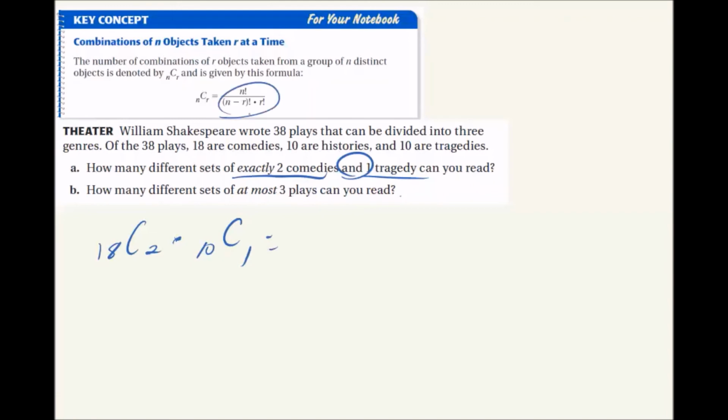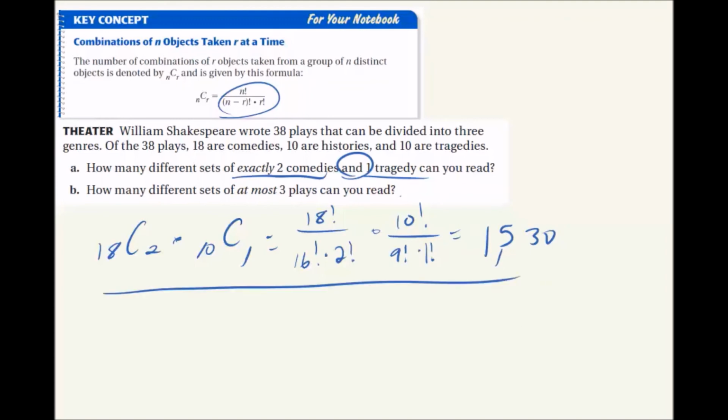So I'm going to go ahead and simplify this a bit. We're going to have 18 factorial on the top over 18 minus 2, that's 16 factorial times 2 factorial. And after you get some practice with this, the formula is very easy to remember. 10 factorial on the top over 9 factorial times 1 factorial. Multiply those together, and that comes out to 1,530 different sets of 2 comedies and 1 tragedy.